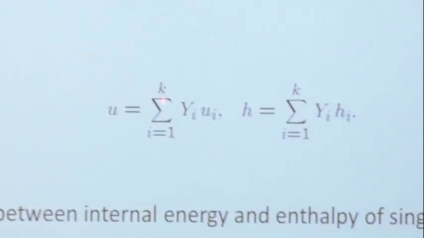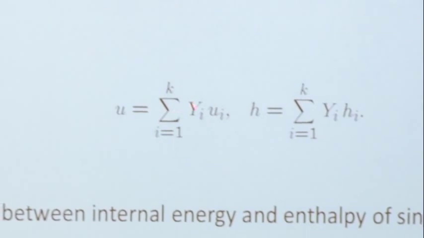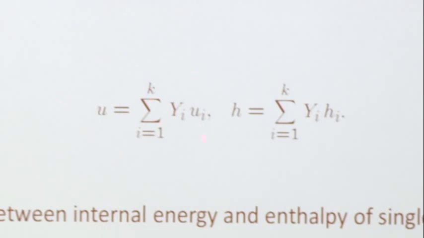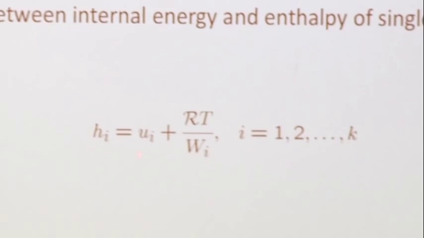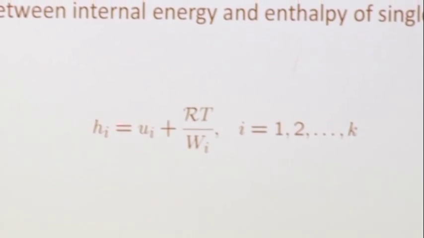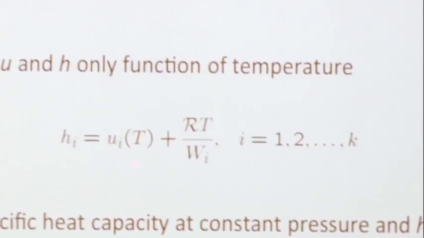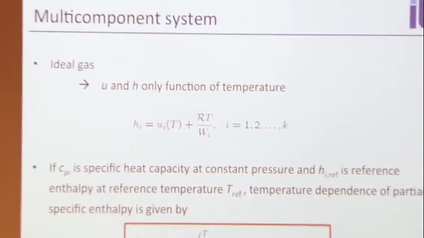So now we talk about mixtures of gases. We can write the internal energy here as the internal energy of an individual species times the mass fraction, summed over all species. Same here for the enthalpy. The enthalpy or the internal energy of individual species now depend only on temperature. It can be written like this.